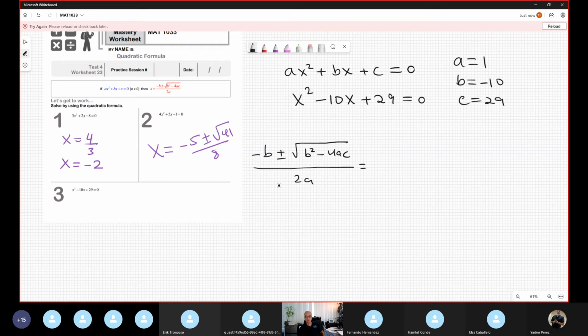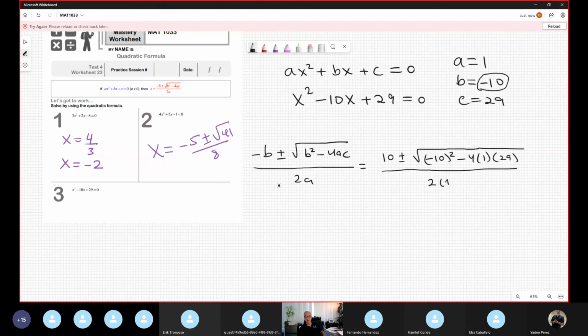I substitute. Okay, be careful again with the sign. B is negative. However, the formula has a minus, double negative. If you want to write the double negative, personally, I don't like it. I know very well that a double negative becomes positive, no? There is no reason to write this long. So 10 plus or minus the square root of negative 10 squared minus 4 multiplied by A, which is 1, 1 is an invisible factor, and 29, positive, divided by 2 times 1.